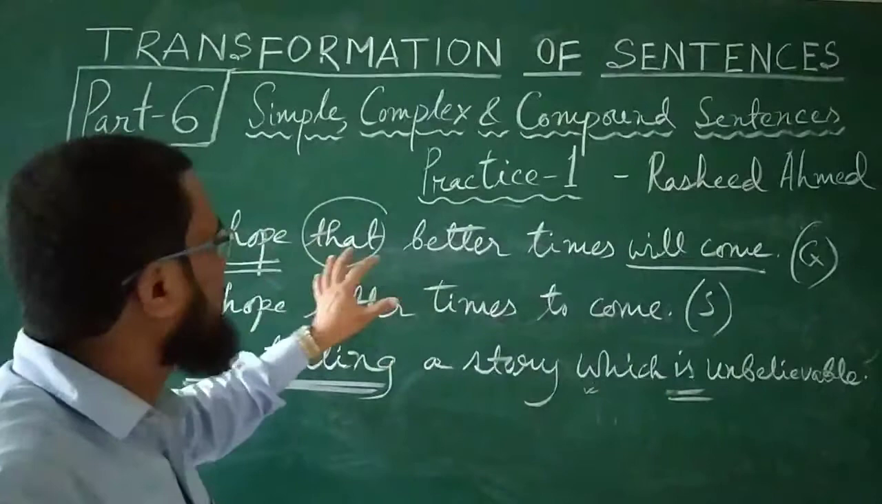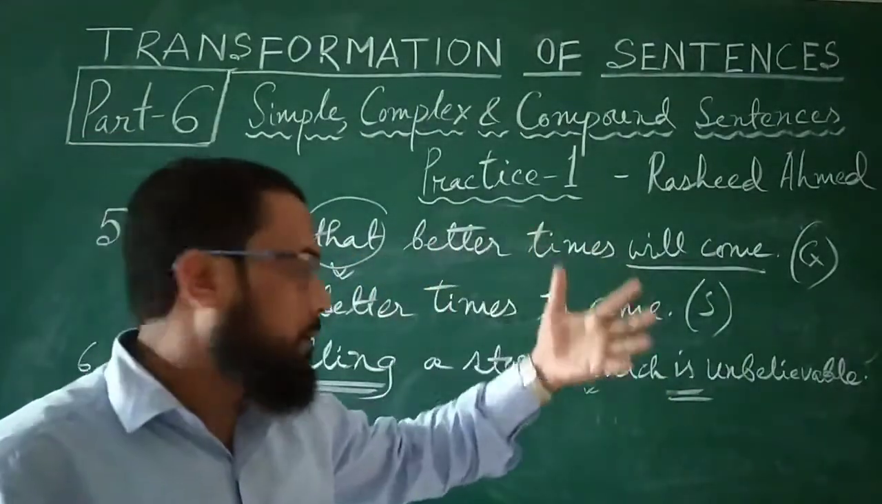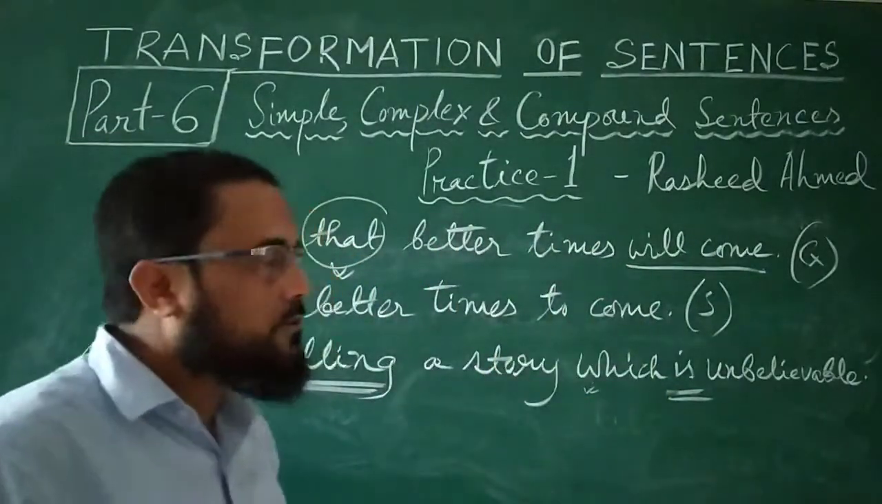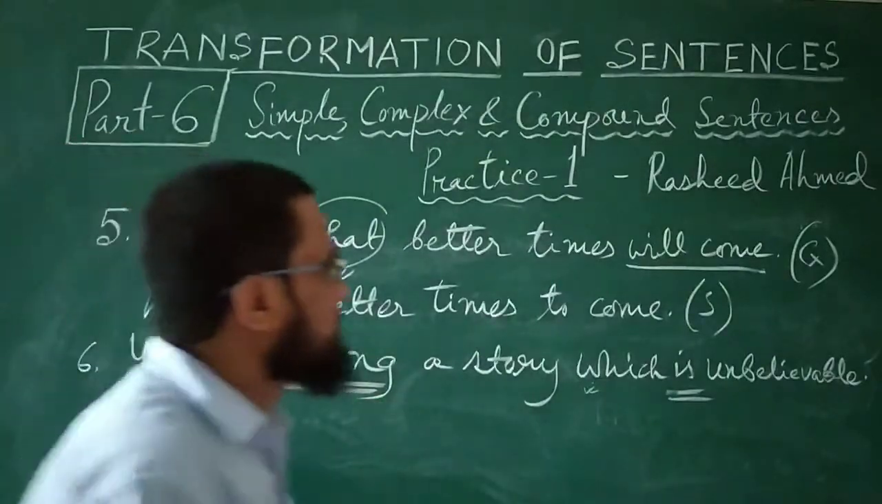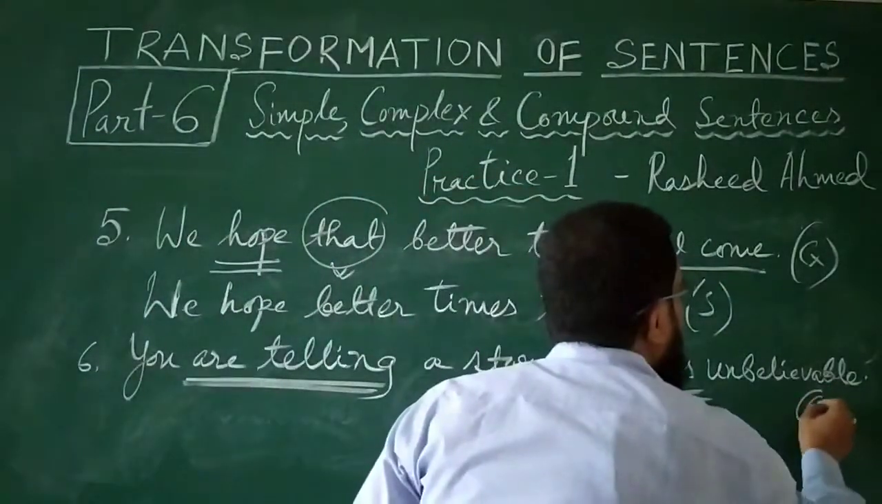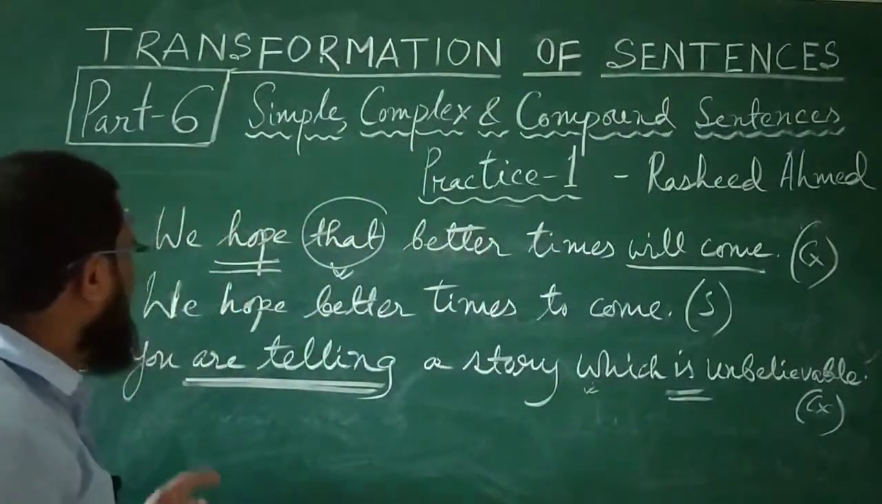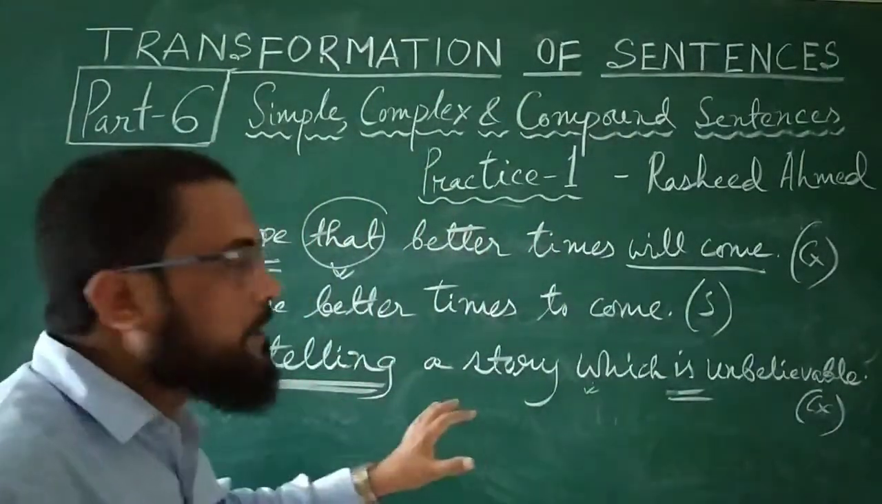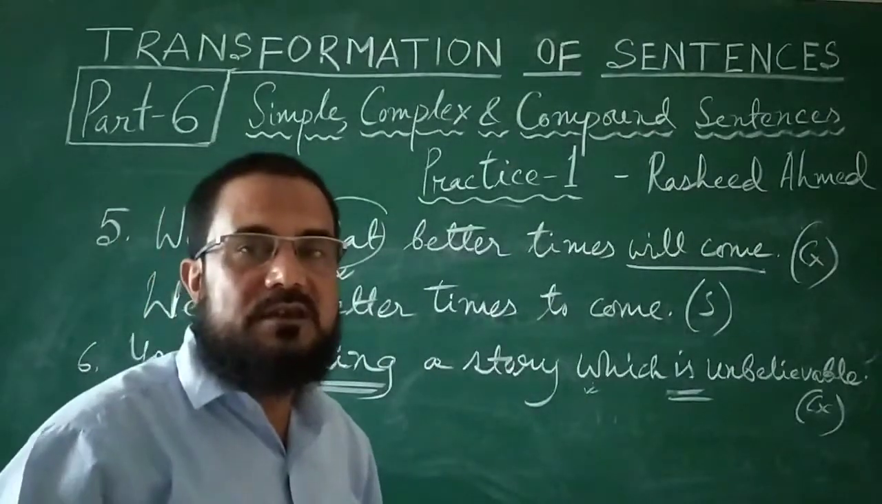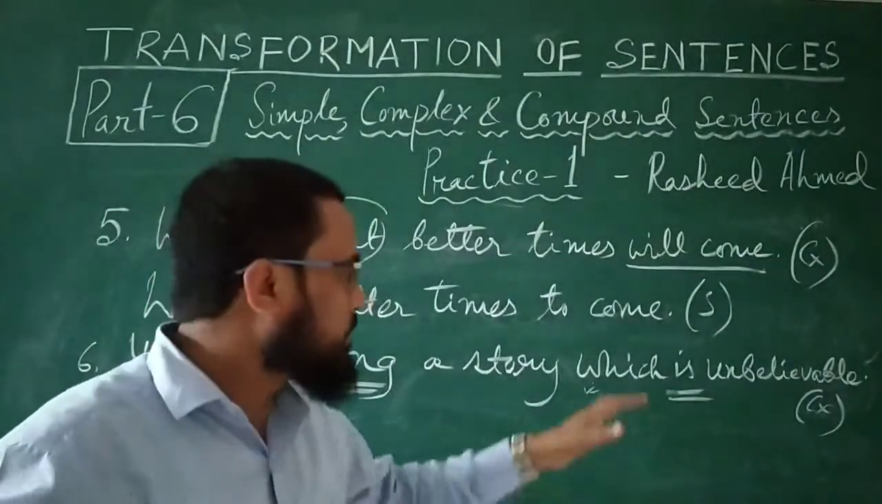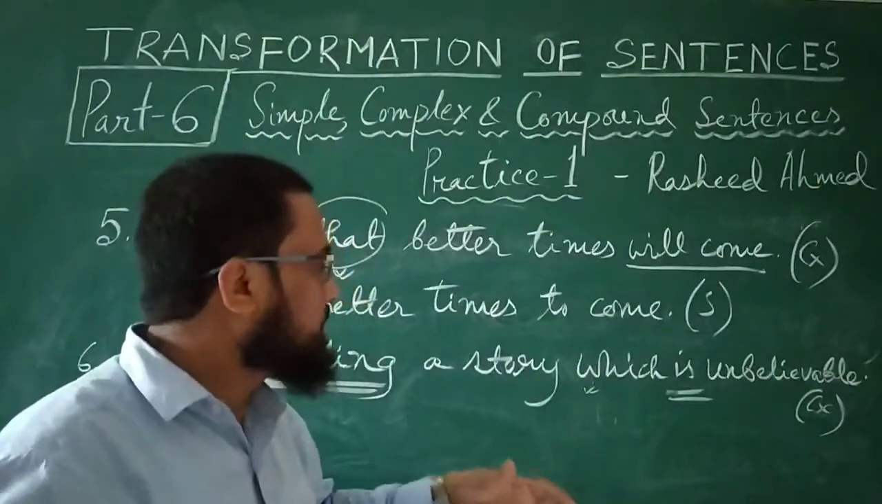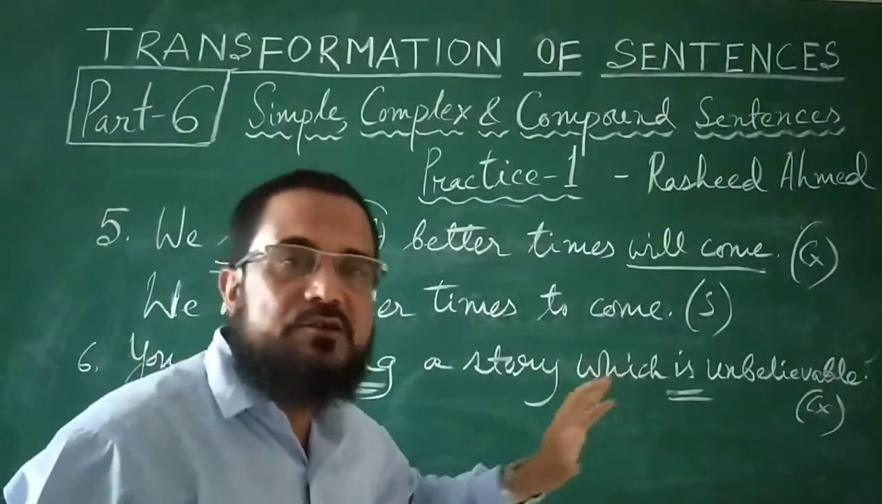In number 5 we got that better times will come. Here it is which is unbelievable. So two finite verbs are there. This is complex, and when we change it into simple, we have to make only one finite verb. And this, a story which is unbelievable, we should change into a phrase. This is a clause here, and when we change this, which will be removed, is will be removed.